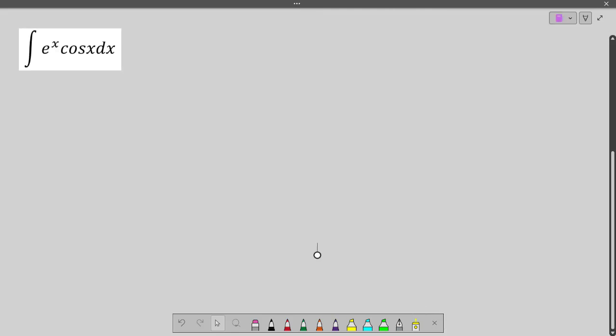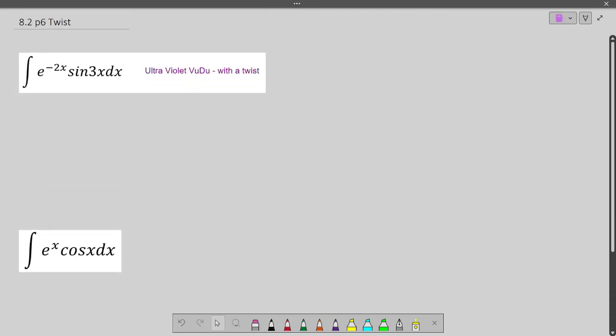Now that you have integration by parts dialed, we're going to add a twist. Integration by parts with a twist. Don't ask your tutor about integration by parts with a twist. They won't know what that means. But that's what we're going to call it in here. Integration by parts with a twist. And all will be revealed.